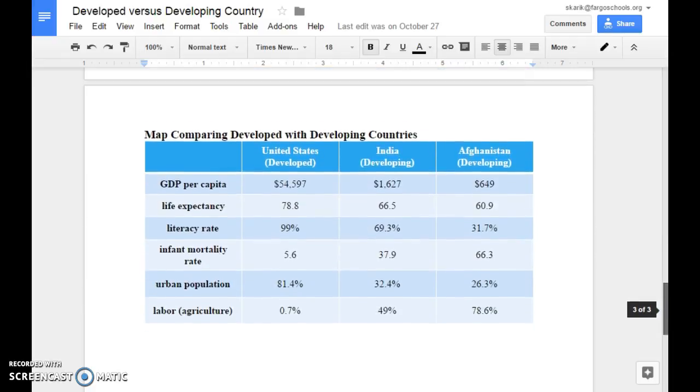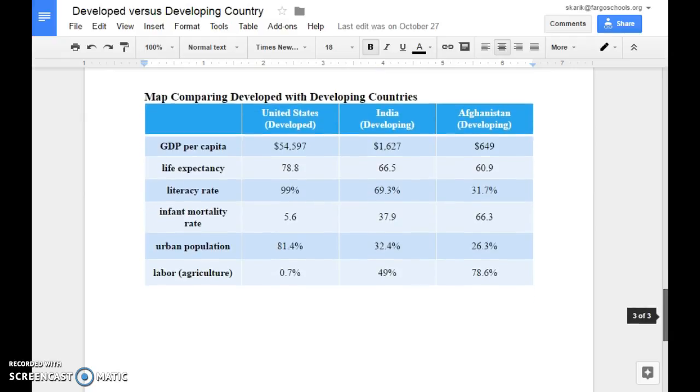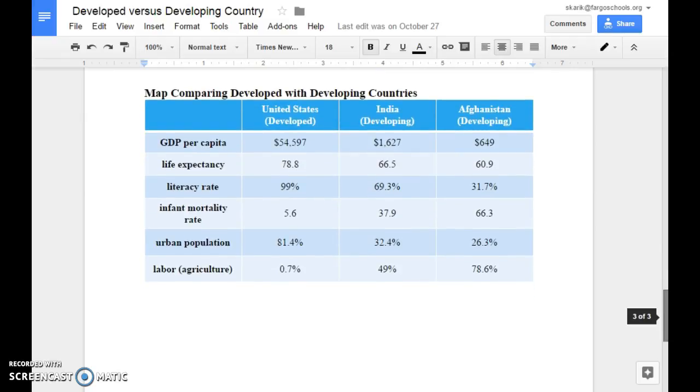Let's take a look at the map comparing developed with developing countries. We're going to compare the United States, India, and Afghanistan. Let's go through all the statistics. First, GDP per capita. The United States is at $54,597 per person. India, $1,627 per person. And Afghanistan, $649.